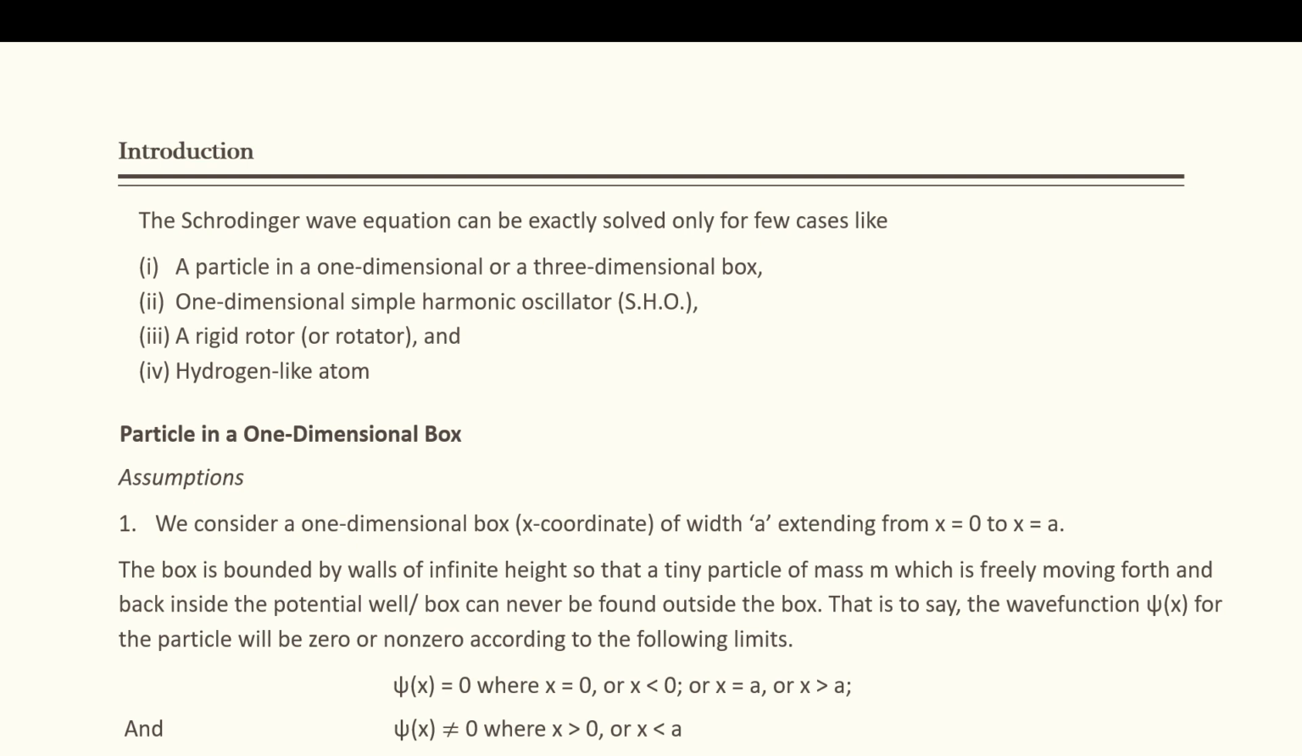A box of edge a. The box is bounded by walls of infinite height, so that tiny particle of mass m is really moving inside the box, and it can never be found outside the box. The following are the limitations. Wave function describing the particle will be 0, where x equal to 0, less than 0, equal to a or more than a. But the wave function will not be 0, where x is greater than 0 or less than a. It means the particle will always remain within the box. It can never be found outside.